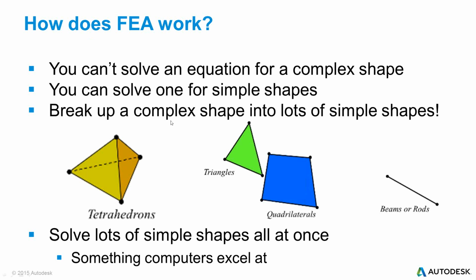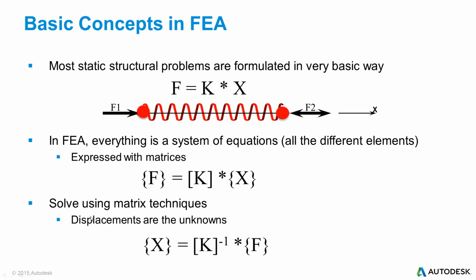So the whole point of finite elements, and that's why they're called finite elements, is you break up a complex, infinitely variable shape into a finite number of simple shapes. And then these simple shapes can be tetrahedrons, triangles, quadrilaterals, beams or rods. These are all finite elements. And the computer absolutely excels at taking lots of simple shapes and solving those equations all at once. Basically that's, in a nutshell, finite element: it breaks complex into simple, and solves the simples all at once.